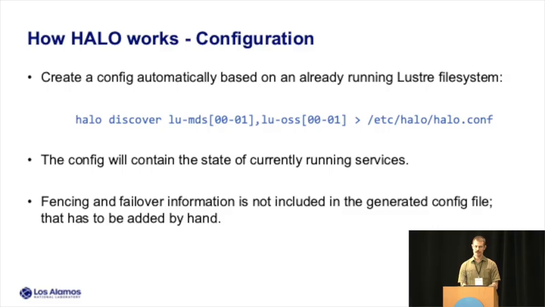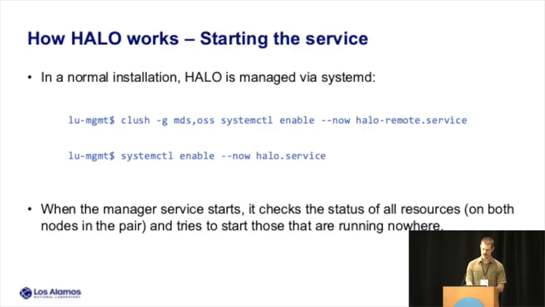Okay, so you've created your config file. How do you actually start Halo? Normally you would manage it with systemd. First you start the remote service on all your file system nodes. Then once it's started on all those nodes, you just start the management service on your management node. When the management service starts, it'll reach out to all those remote services and try to figure out what file system services are running where. Anything that it discovers to not be running anywhere, it will try to start.